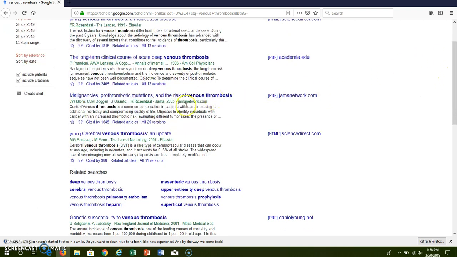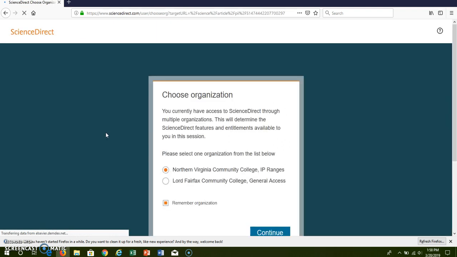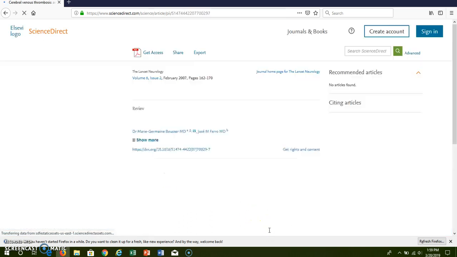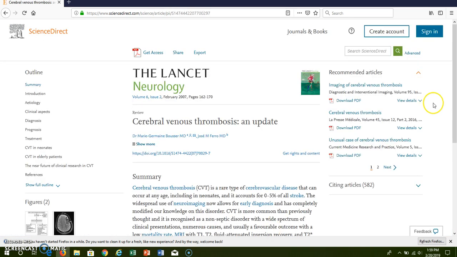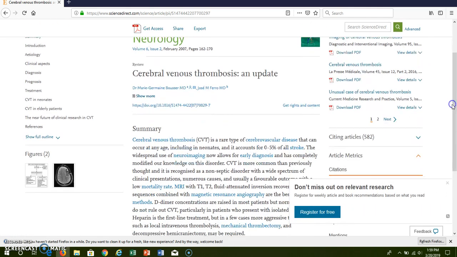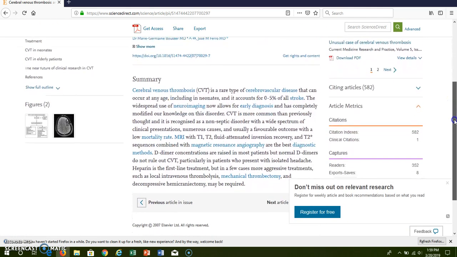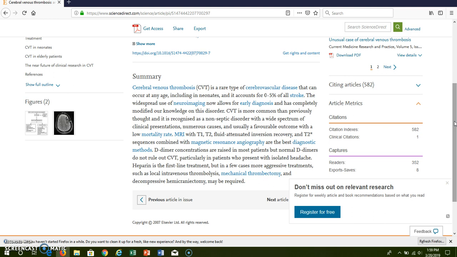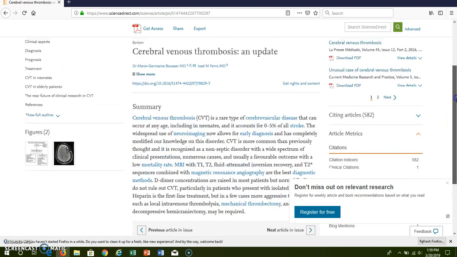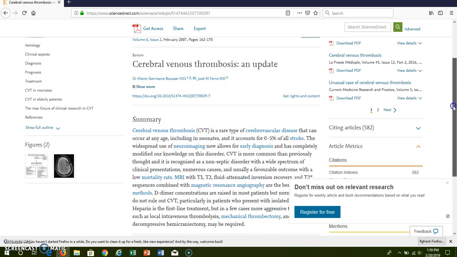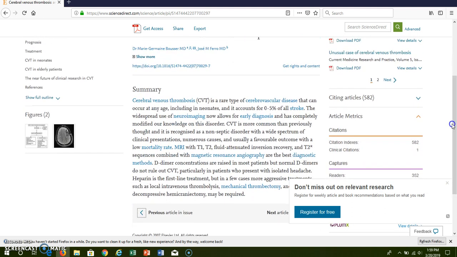I will click on this and see if it's a good paper. The first thing you'll see is a summary or an abstract that will tell you what the paper is about, so you don't have to read the whole paper if you don't actually need it. So I would just glance through the summary shown here.